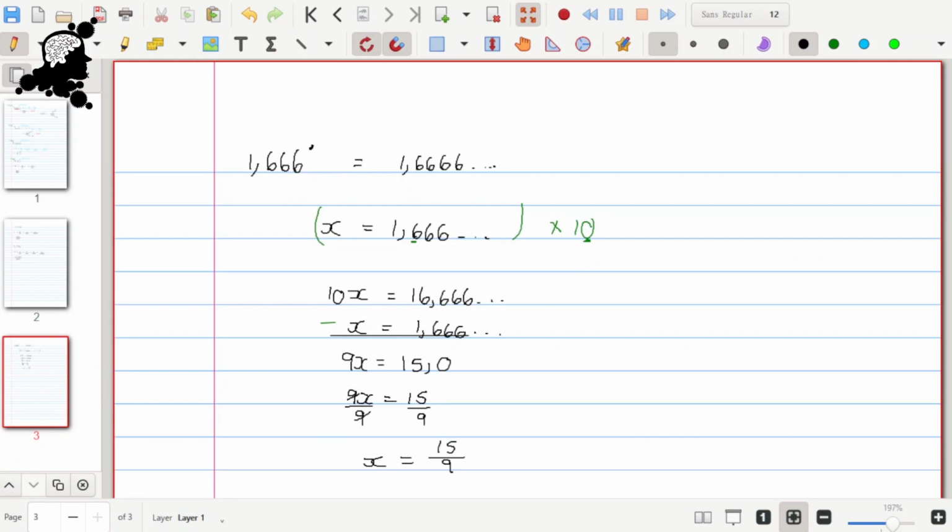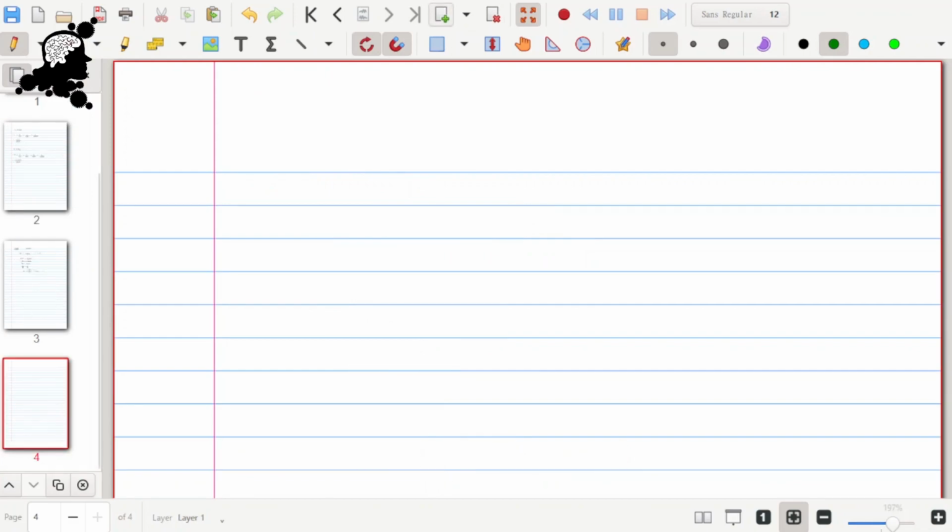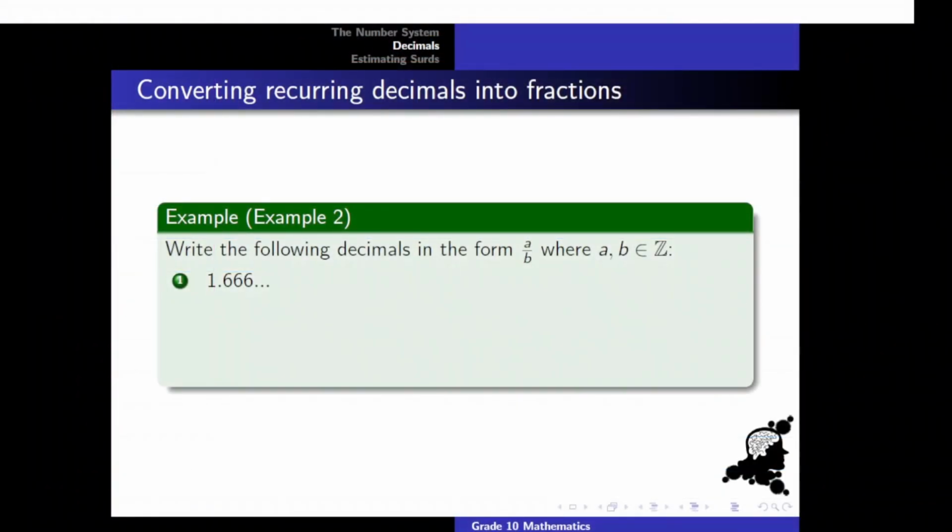If you go to your scientific calculator and you press 15 divided by 9, you are going to get an answer of 1,666 recurring. Now you don't have to do this. I'm just saying to you, if you want to check your answer, you can type this fraction into the calculator. It gives you exactly the same decimal that we started off with. Therefore, 15 over 9 is correct. I hope that this made sense. So, let's move on to the next question.